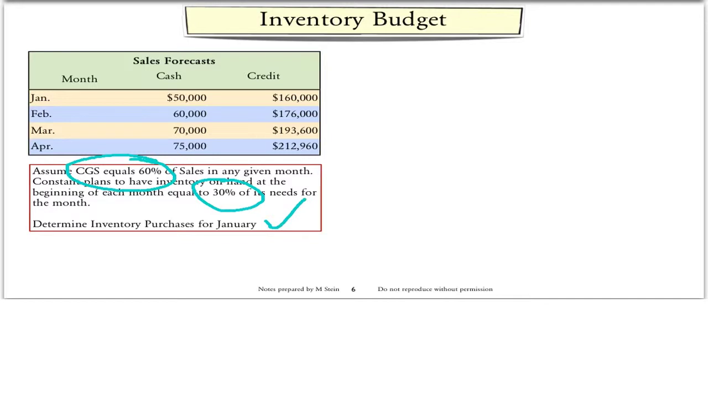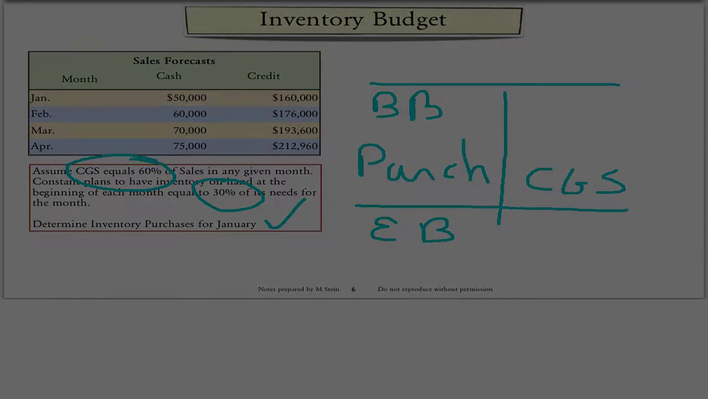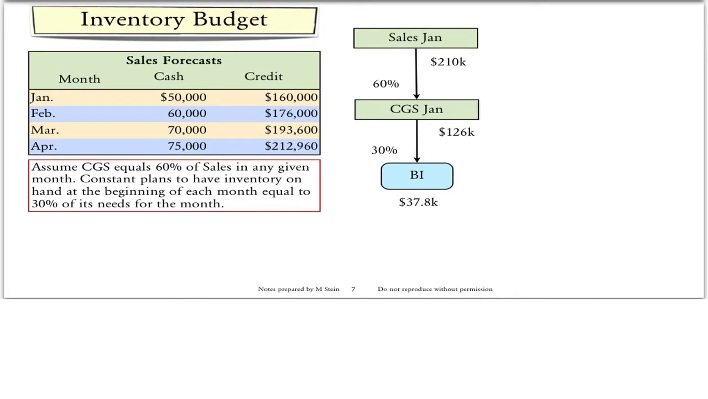Before we start, let's think a little bit about how we're going to solve this problem. Well, the inventory here is the finished goods inventory, and what we're going to need are the beginning balance, the ending balance, the cost of goods sold, and ultimately what we want to do is determine the purchases. Now let's see if we can determine what some of those values are going to be.